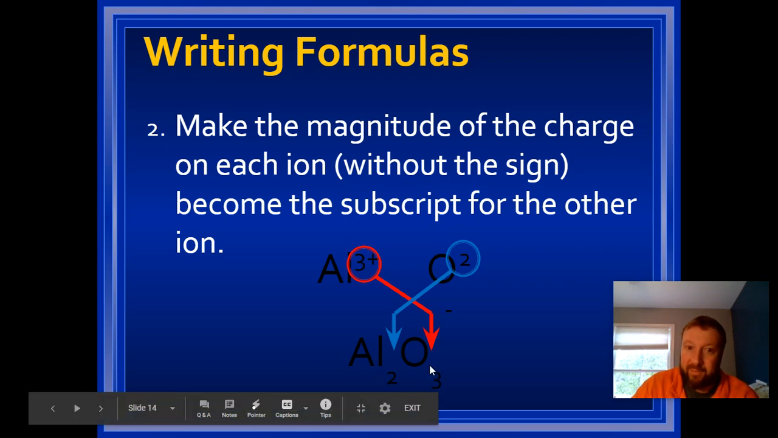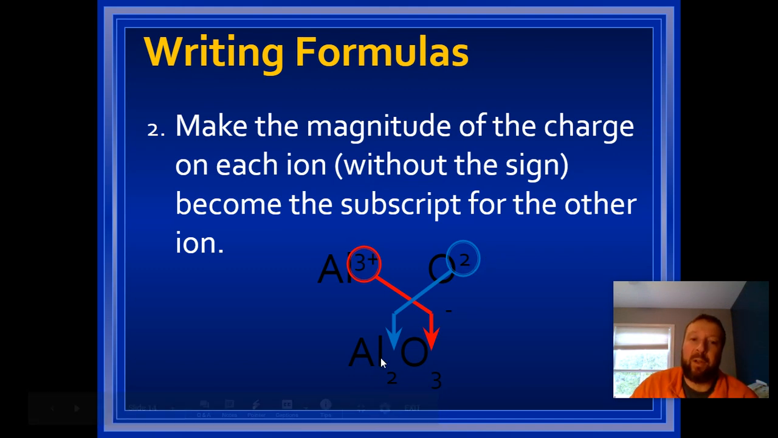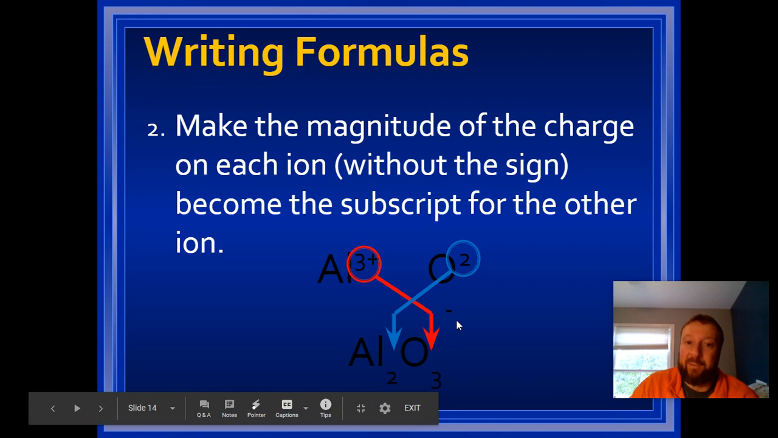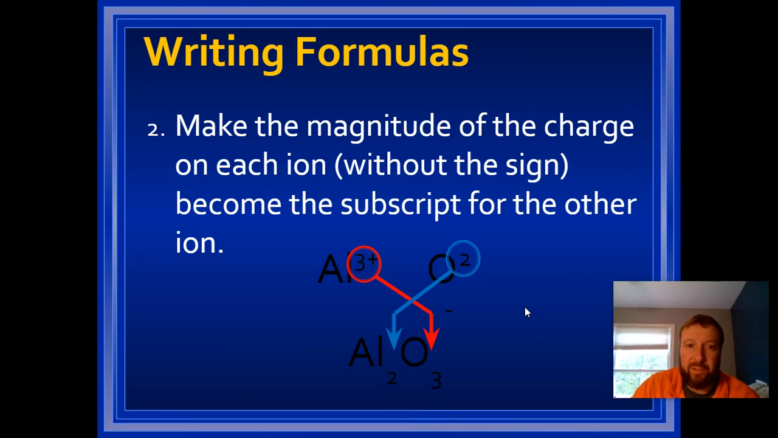So if you notice, the 3 comes down here with the oxygen. The 2, and that 2 minus should be up there. I don't know what happened in the formatting. The 2 will come down on the aluminum. Now that tells me I have 2 aluminum and 3 oxygen, and in doing so, it becomes the simplest whole number ratio of combining those.